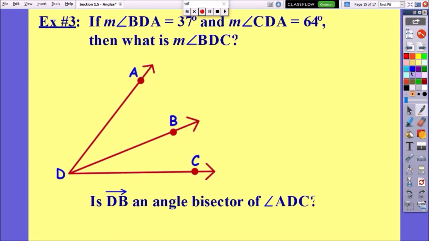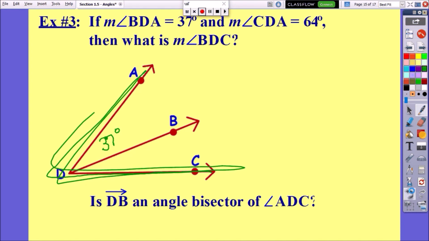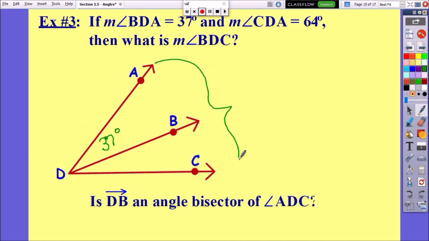All right, so now to some examples with these. So if the measure of angle BDA, let's find where is BDA? Here's B, here's D, here's A. So BDA, we're really talking about this smaller angle that's on top. It's equal to 37 degrees. So what I might do is put in 37 degrees right inside the angle. And the measure of angle CDA, well, where's angle CDA? Oh, it's the great big angle. So what I might do to show that is use some curly brackets here and say all of this big angle.